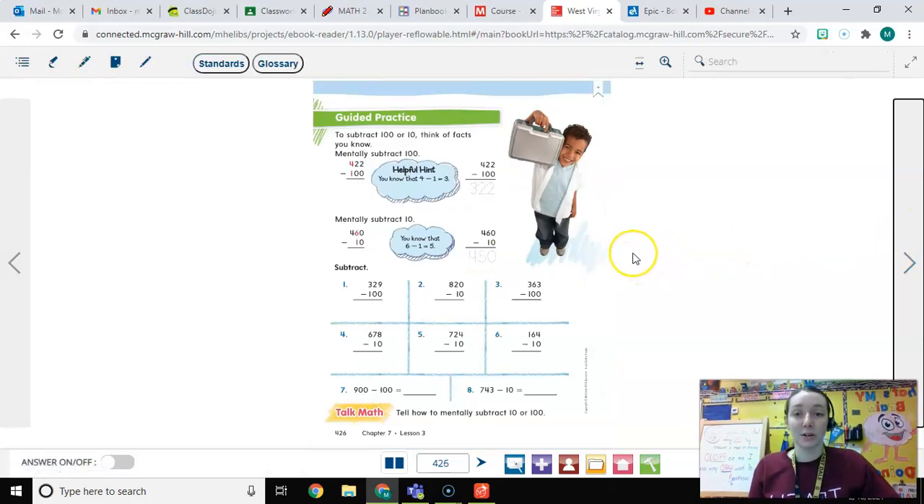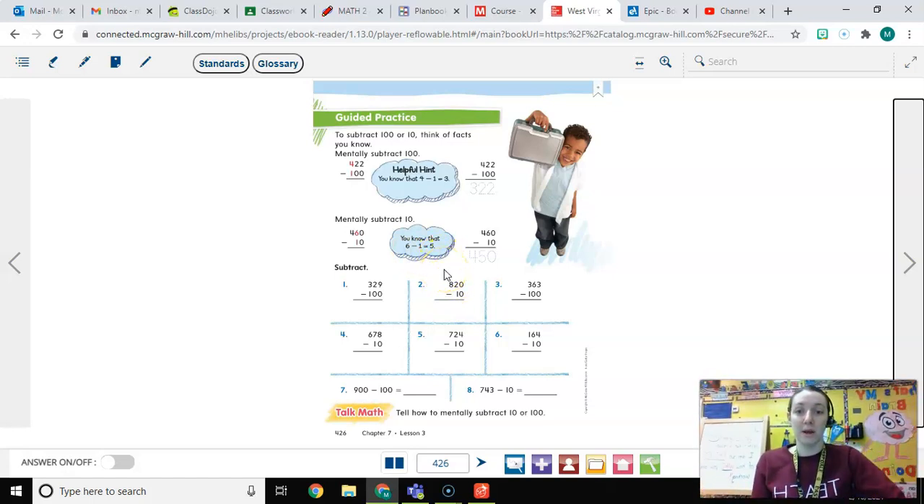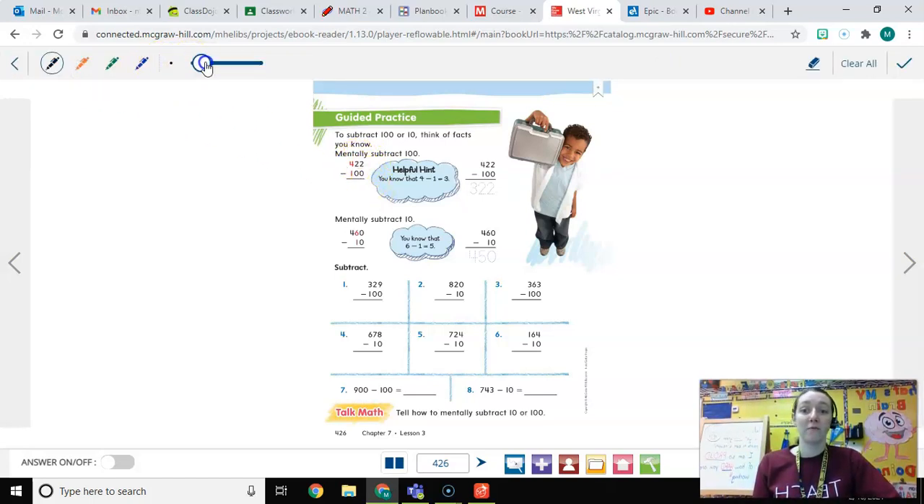So to subtract 100 or 10, think of facts you know. Mentally subtract 100. So we have 422 minus 100. Helpful hint, you know that 4 minus 1 is 3, right? And remember what we talked about, when you have zeros in those other places, that's not going to change. So that 22 is still going to be there. So if you have 422 minus 100, you're going to get 322, because the hundreds place is all that's changing.